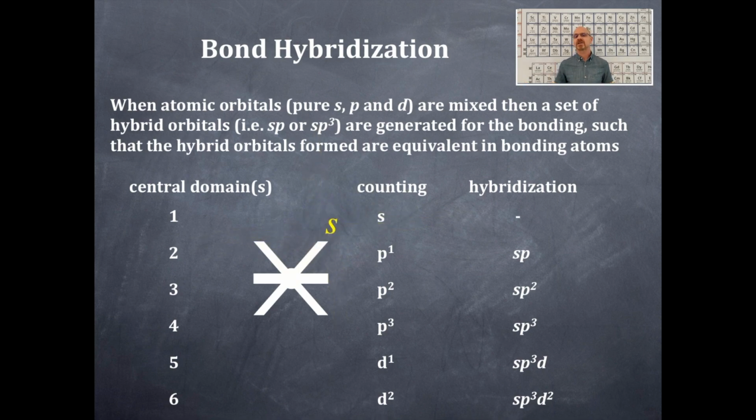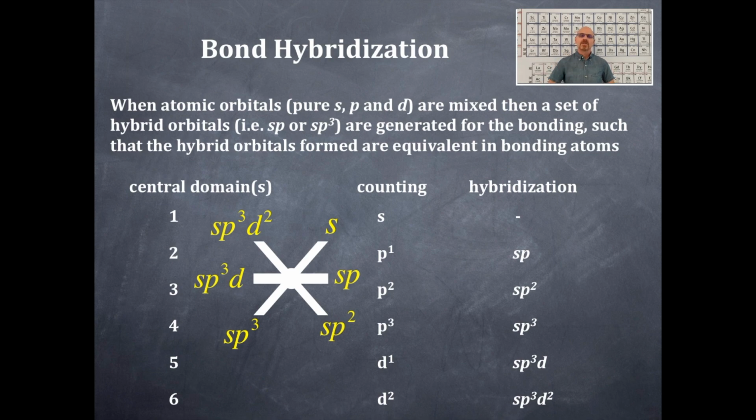Again, if there's just one, it's not a hybrid orbital, it's an s, and that's not a hybrid. If there are 2 regions around the central element, it's sp. If there are 3 regions around the central element, it's sp2. If there are 4 regions, it's sp3. If there are 5 regions, it's sp3d. And finally, if there are 6 regions around the central element, it's sp3d2.